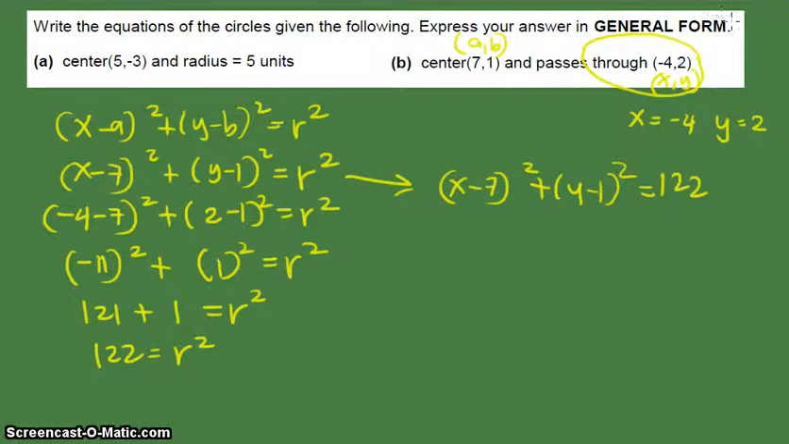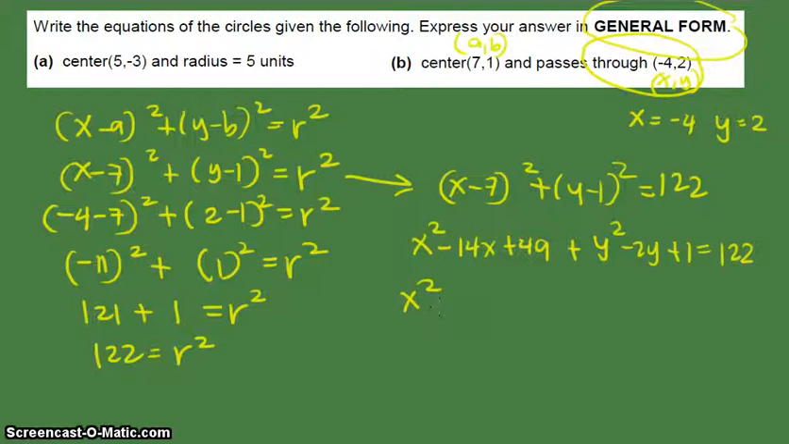But then again, you want the equation to be in general form, so you have to expand this expression. So I have x² - 14x + 49 + y² - 2y + 1 = 122. And then you have the option to make the right side equal to 0, or you can just combine the numbers first on the left side. There's no other x² and no other y², so you can just copy x² and y². Then this will be followed by -14x, and then -2y. 49 and 1 is 50, and then equals 122.